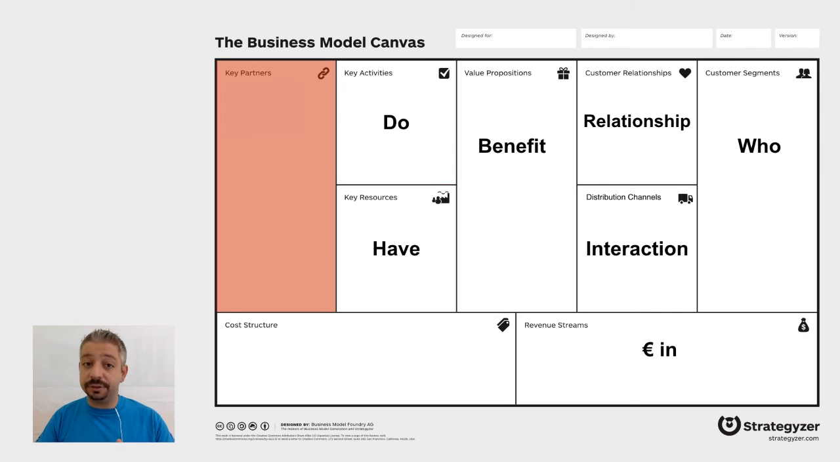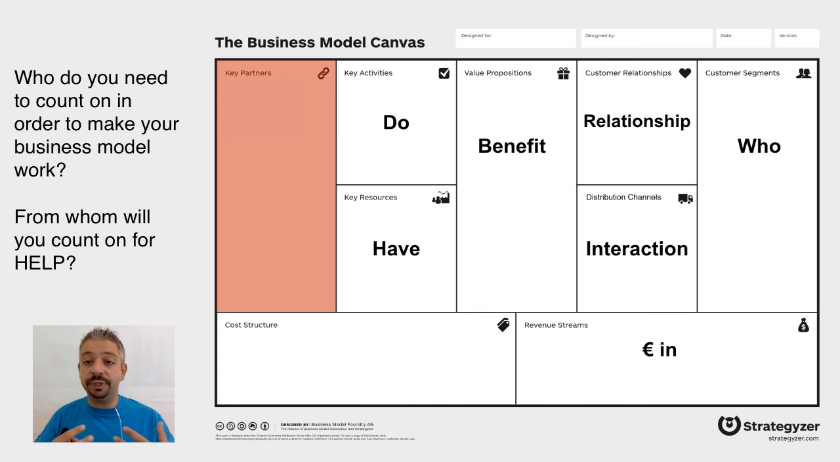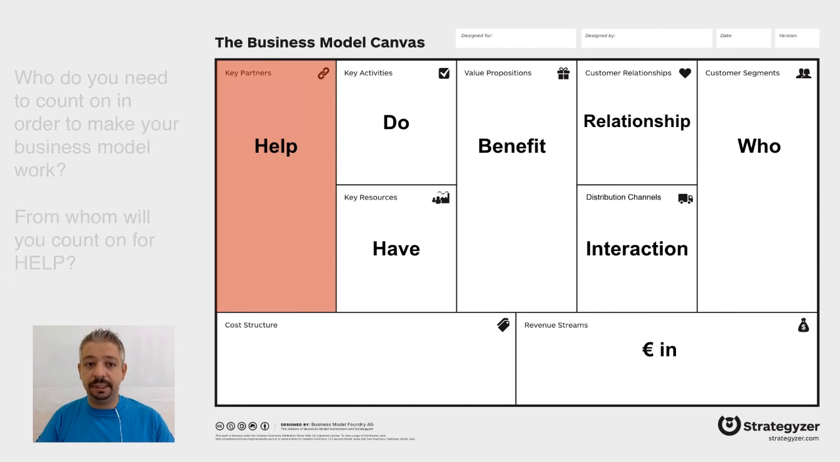Similarly, the key partners section refers to the people or organizations you need to count on in order to make your business model work. From whom will you count on for help? Is it a delivery partner? How about one that helps your customers with customer support? Maybe a non-profit organization that gives you access to otherwise difficult to reach markets.